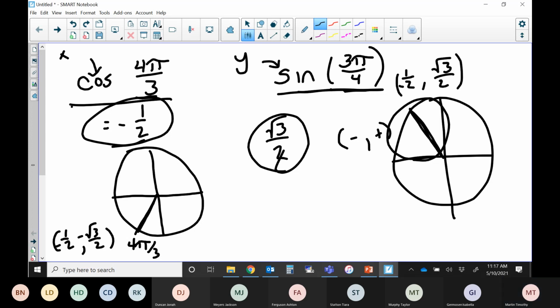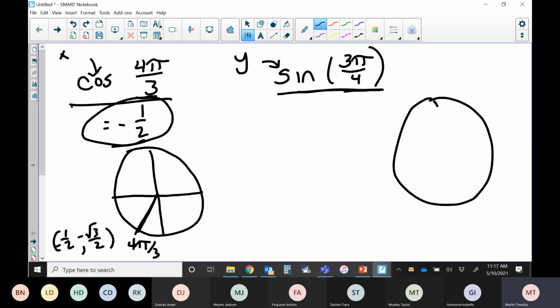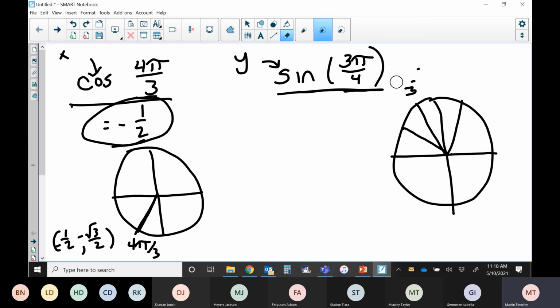Oh, wait, I lied. Whoops. 3 pi over 4, Mr. Martin, would be the middle one. The one I just tried to do would be 2 pi over 3. Sorry about that. That's the wrong one.